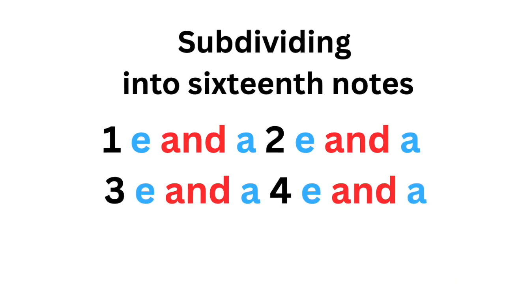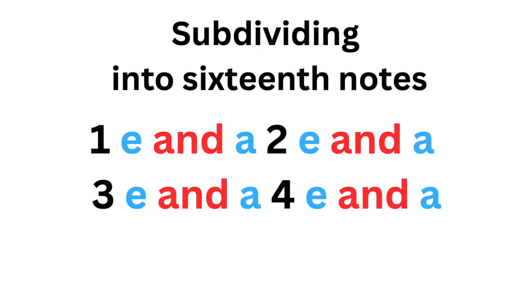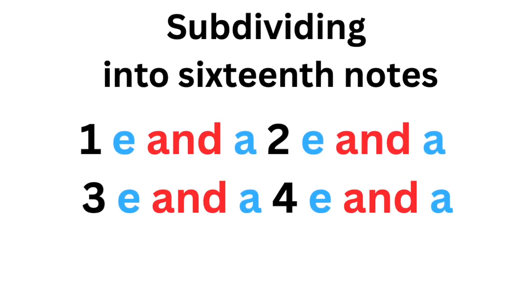1 E and a, 2 E and a, 3 E and a, 4 E and a. Drummers are always having to subdivide like this, and 1 E and a is an easy way to break it down. When we subdivide like this, the notes become 16th notes. I know, they just keep getting smaller.